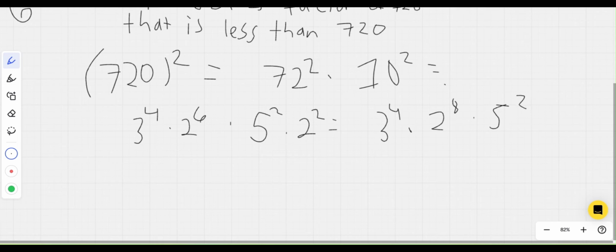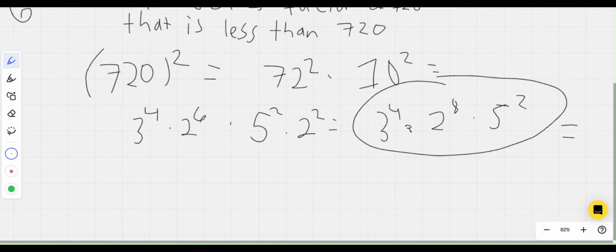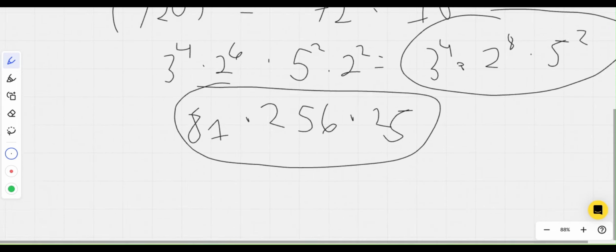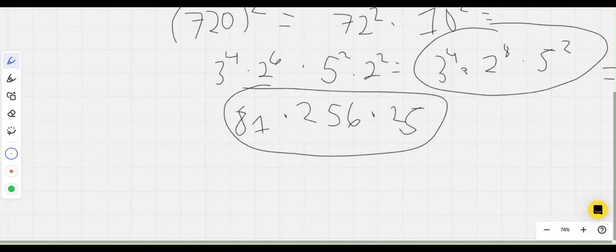So we have this, right? What I did for this method is I evaluated each of these numbers being multiplied. So we have 3 to the 4 equals 81, 2 to the 8 equals 256, and 5 squared equals 25. So this just helps in our guess and check because we can continue dividing each of these powers and multiplying by other numbers.